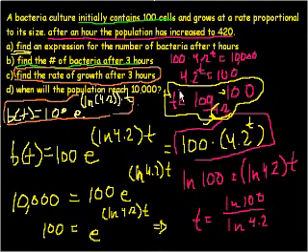Anyway, hopefully I didn't further confuse you. This was exponential growth, and you could replace these words. Instead of a bacteria culture, you could say a bank account initially contains $100 and grows at a rate proportional to its size, which would mean compound interest. And then you could say, after an hour, it has increased to $420, and then find the expression for the amount. So essentially you'd be trying to figure out the compound interest rate and all of that.